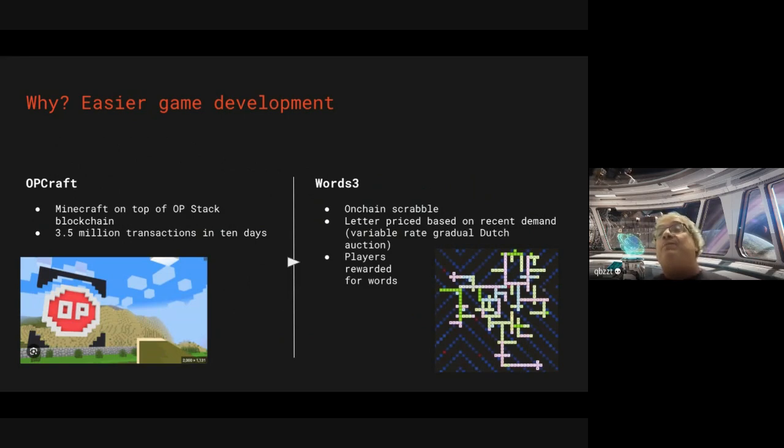Another example, more recent, is Words3. That's an on-chain Scrabble. The letters are priced based on the recent demand with a variable rate gradual Dutch auction, and players are rewarded for words. If you make a word, you get some money, and to use letters, you have to pay money.